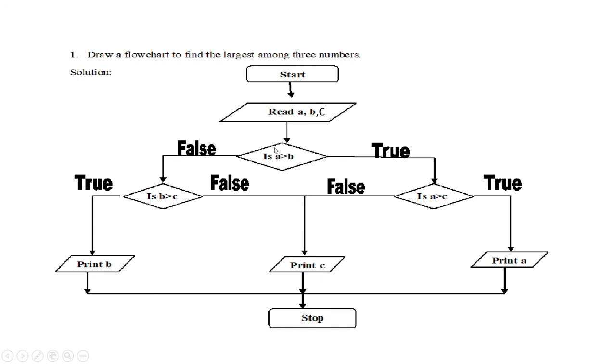Say for example, in the first condition itself, if the condition is false, so that is B is big. So now I have to check whether B is bigger than C. So to the left hand side, I have moved towards the left and then I wrote one more condition saying that is B greater than C. If it is true, then B is printed, and if it is false, C should be printed. And finally, all these have to get integrated at one stop, and from there we have presented to stop the process by using a rounded rectangle called stop.